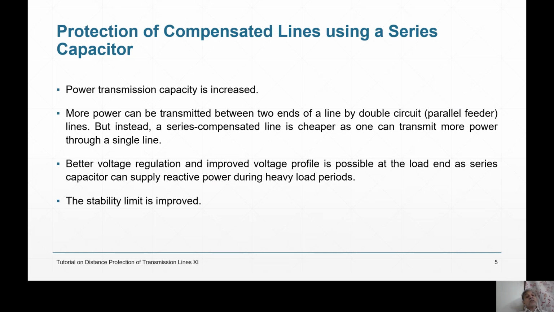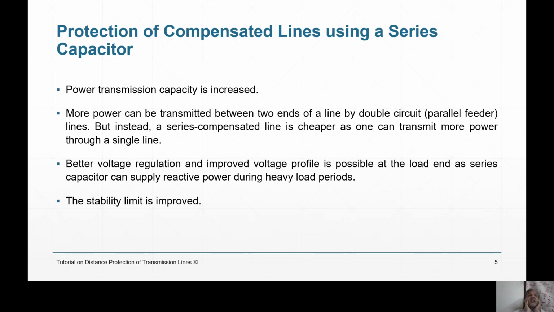Power transmission capacity is increased. More power can be transmitted between two ends of a line by double circuit also. It is not so that there was no way. But here you can do it by single circuit, so cost will be reduced. So more power you are able to transfer using a single circuit. That is another advantage. More fault power also can be transferred.